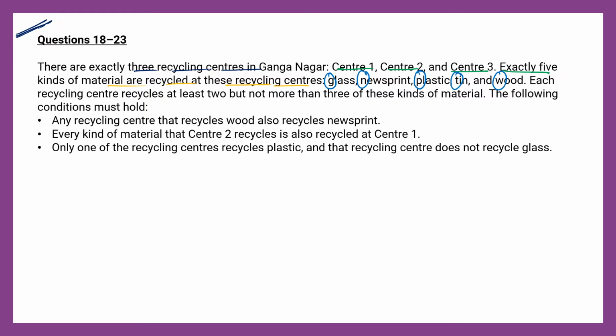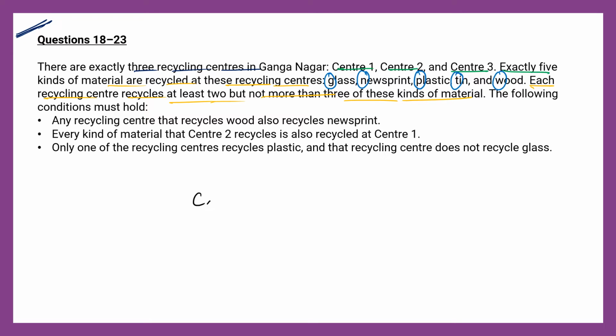Now, just think of these by their first alphabets. Don't get into the entire word. It's going to get confusing, okay? It says then that each recycling center recycles at least 2 but not more than 3 of these kinds of material. Now, let's say you have 3 centers, okay?